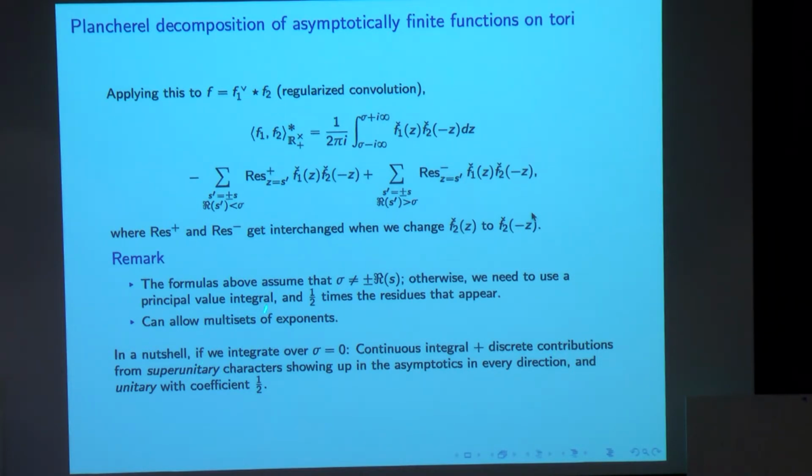And something that I didn't remark before, it's here in this remark, is if this line of integration happens to fall, and this plays a role in the trace formula, if this line of integration happens to fall on a pole, then you have to take principal value integral and 1/2 times the residue that appears. Okay, so this is very elementary, nothing to do with automorphic forms, but it will turn out to explain everything that we see in the trace formula. Any questions?